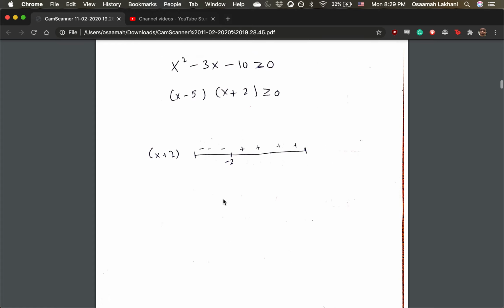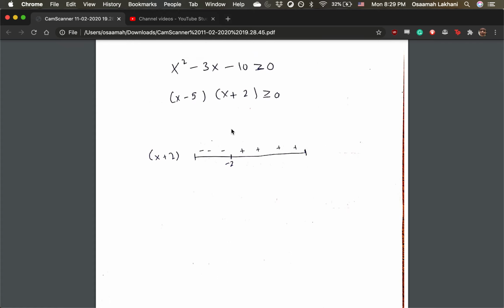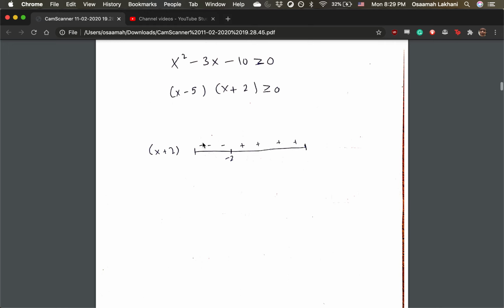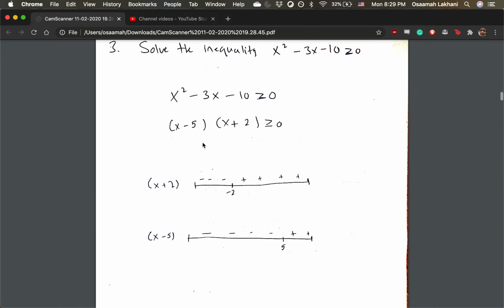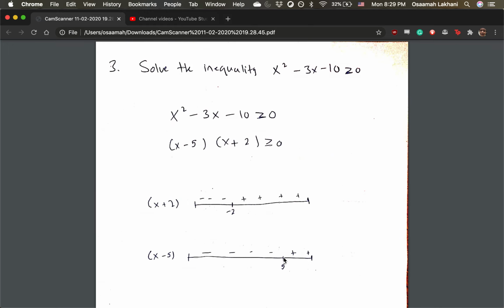And then I'm just going to do the same thing, but for the next factor, x minus 5. So here's my number line for x minus 5. And again, I've plotted 5 because when x minus 5 is equal to 0, x is 5. So I've plotted 5. Anything more than that will be positive. Anything less than that will be negative.